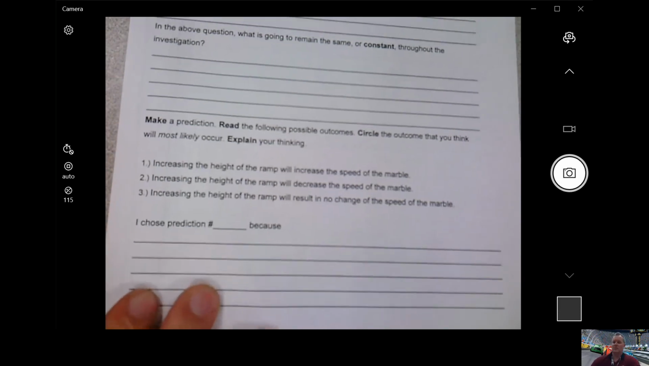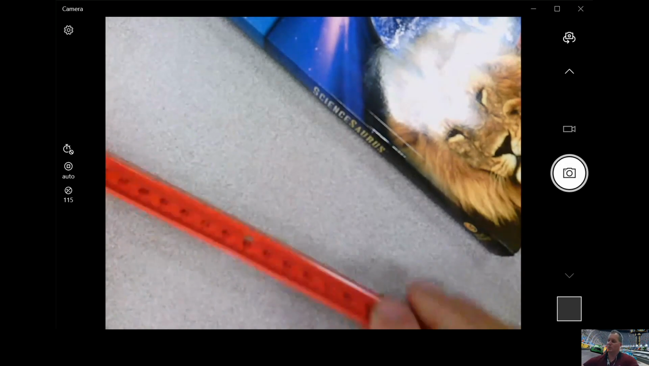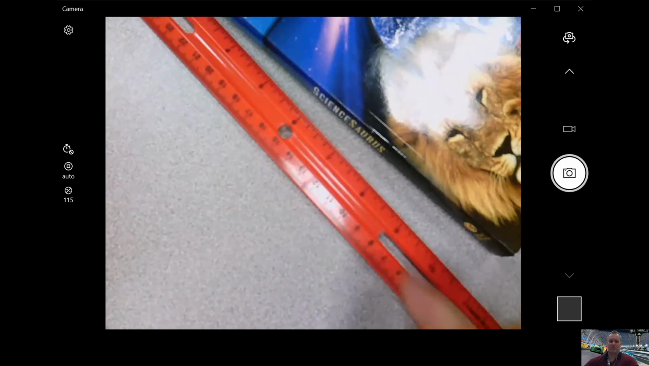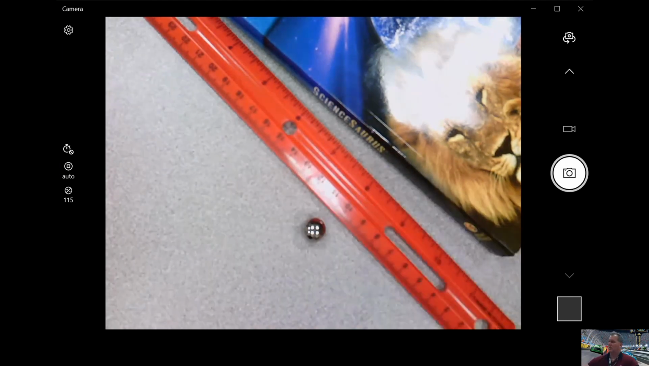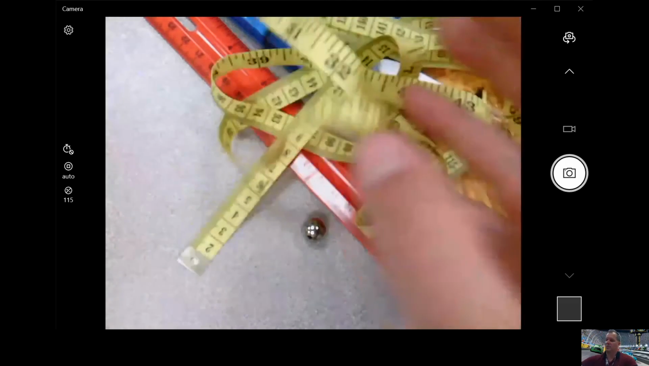And again, the materials that you will need for our experiment setup: you'll just need a book, a ruler with a groove. You should have some rulers, and you have that little groove in there. A marble, so I've got a marble right here. And I have a tape measure.